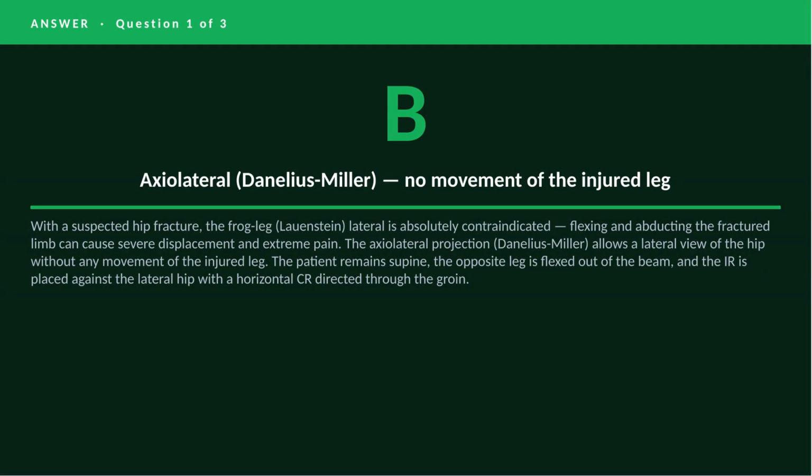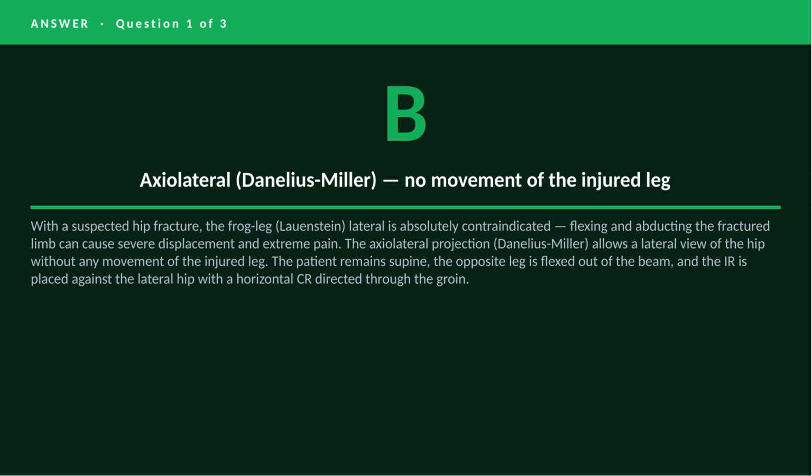The answer is B. Axiolateral, Danelius-Miller, horizontal beam, no movement of the injured leg. With a suspected hip fracture, the frog leg Lauenstein lateral is absolutely contraindicated. Flexing and abducting a fractured limb can cause severe displacement, vascular injury, and extreme pain.